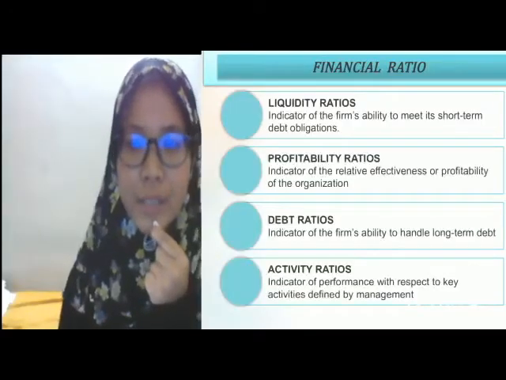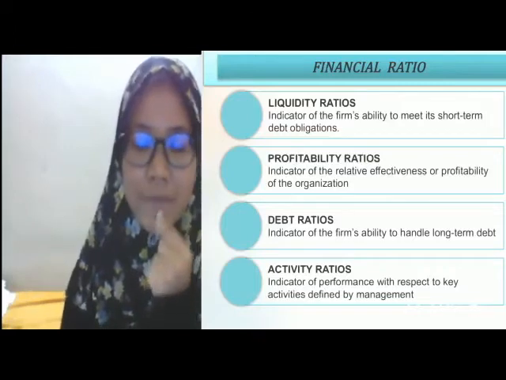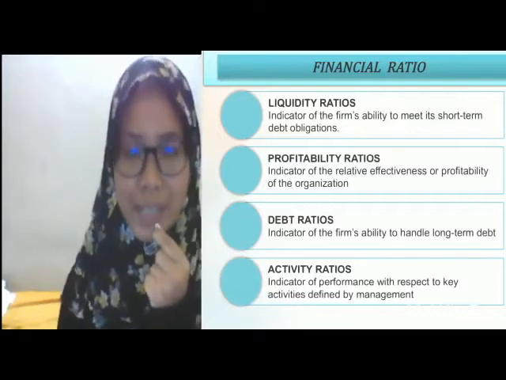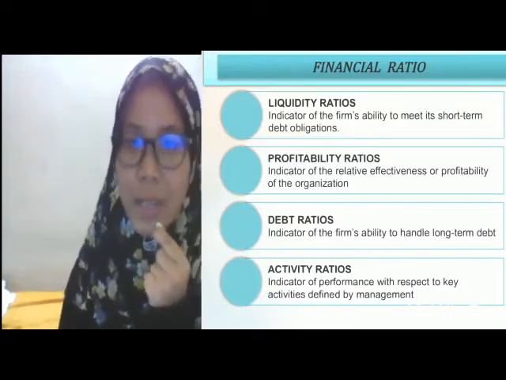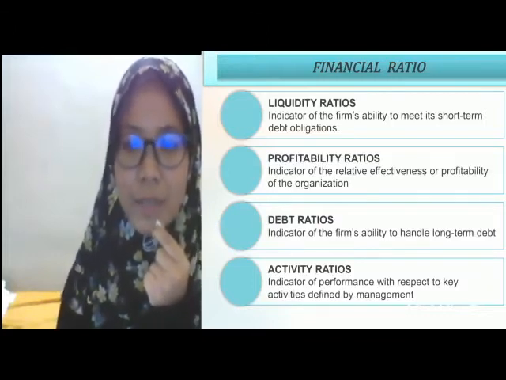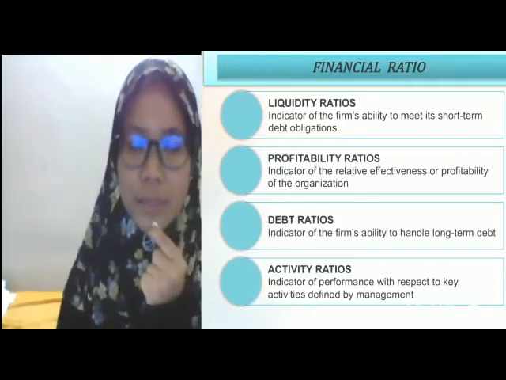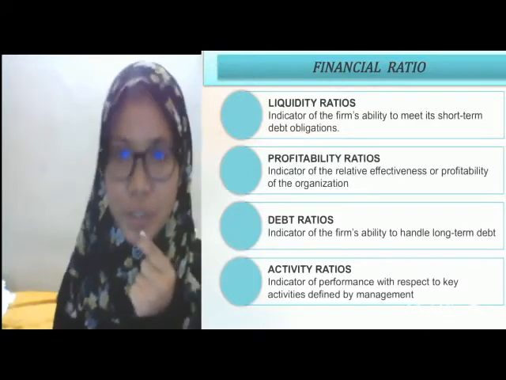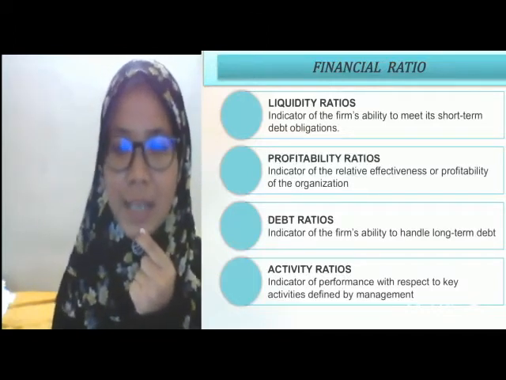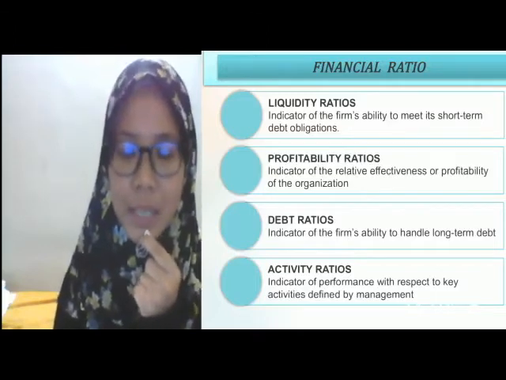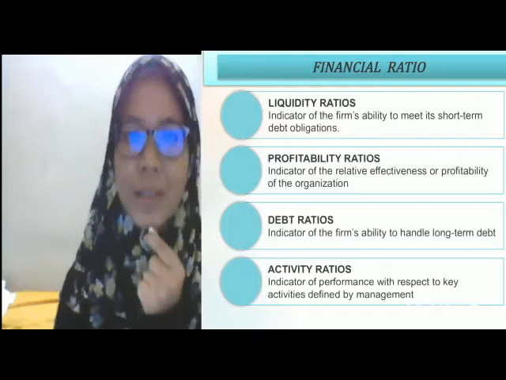Ratio, which stands for an indicator of the relative effectiveness or profitability of the organization. Meanwhile, the third one is debt ratio. It refers to an indicator of the firm's ability to handle long-term debt. And our last financial ratio is activity ratio, which stands as an indicator of performance with respect to key activities defined by management. Okay, that's all.